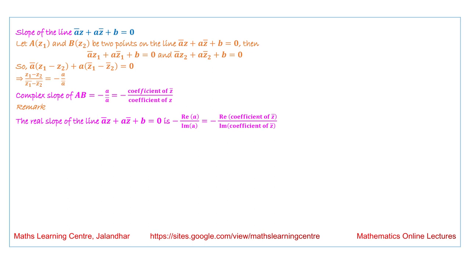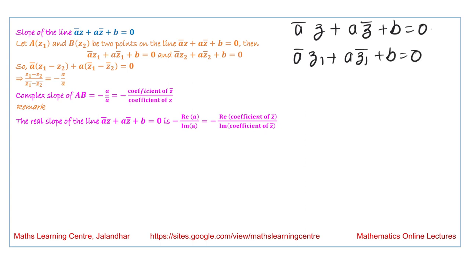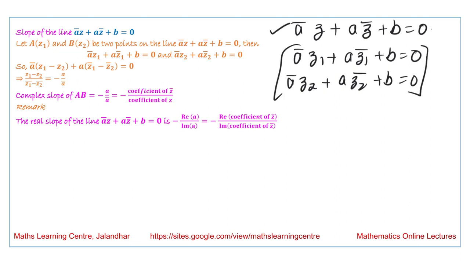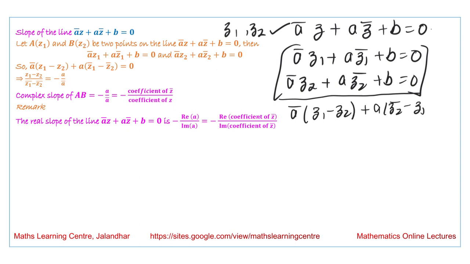We are calculating the slope of the line that is represented over here. So, we are saying the equation of the line is a bar z plus a z bar plus b is equal to 0. And suppose it is passing through the points z1 and z2. So, we will have a bar z1 plus a z1 bar plus b is equal to 0. Next we have a bar z2 plus a z2 bar plus b is equal to 0. From these two equations, if we subtract, we obtain a bar (z1 minus z2) plus a (z2 minus z1) bar is equal to 0.